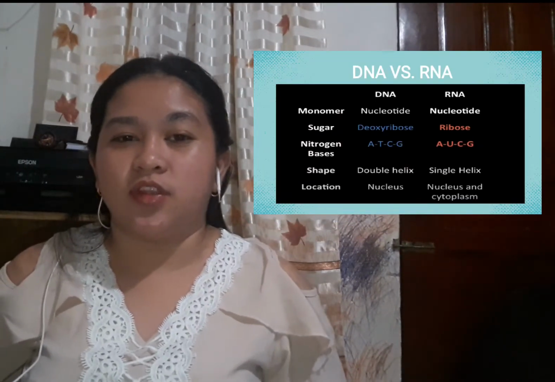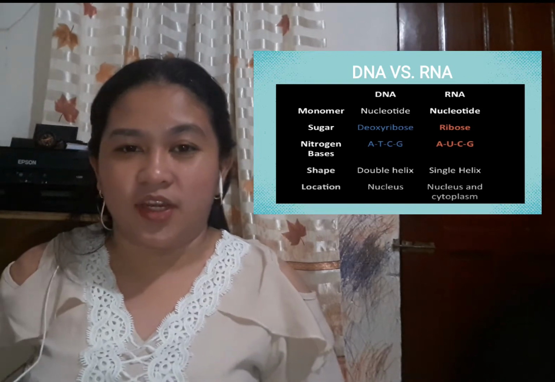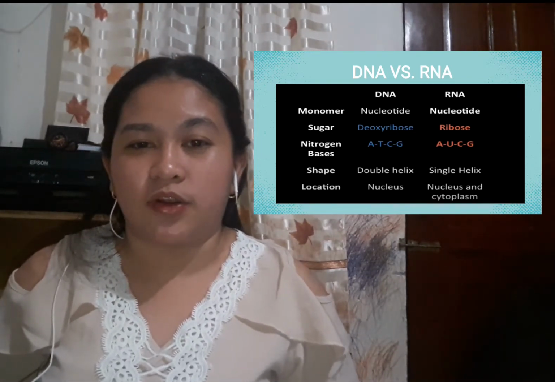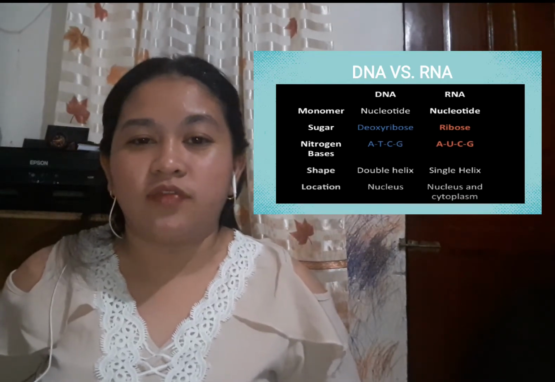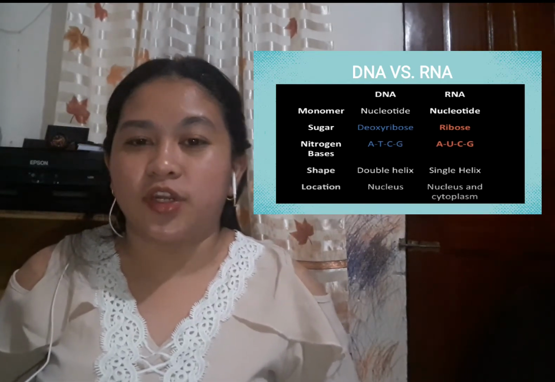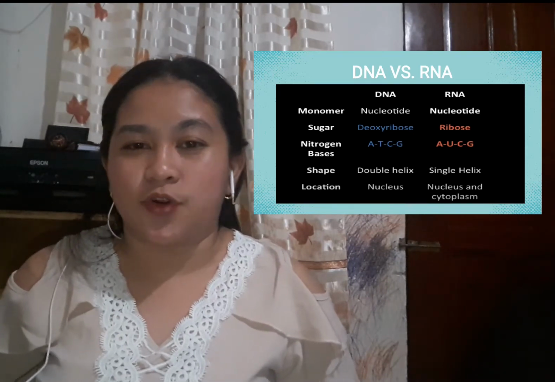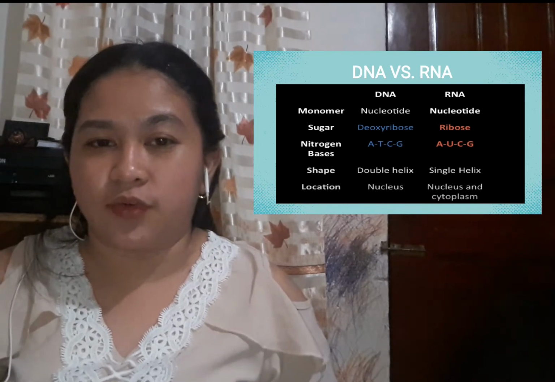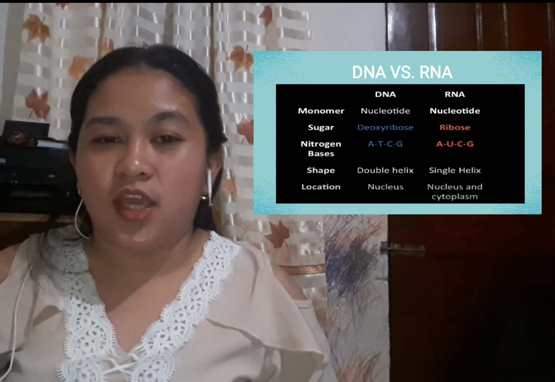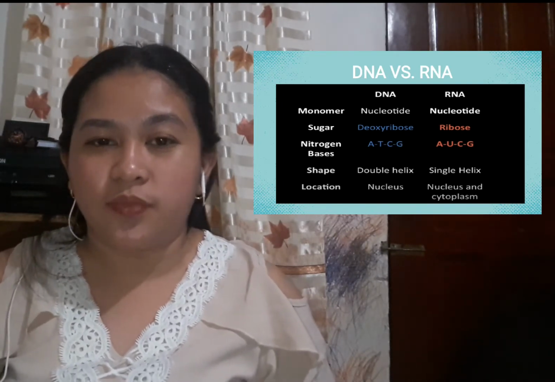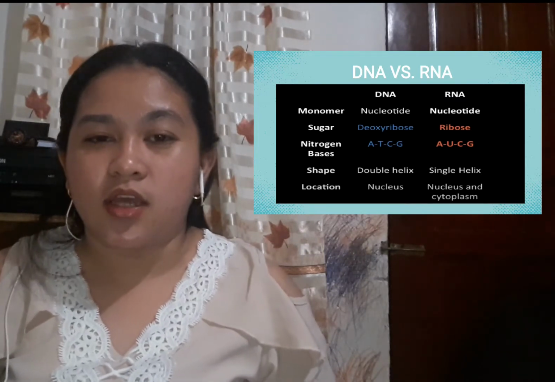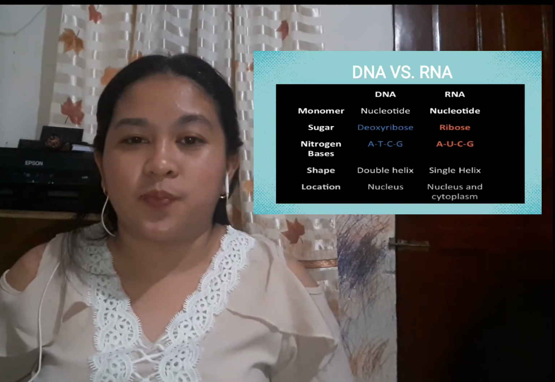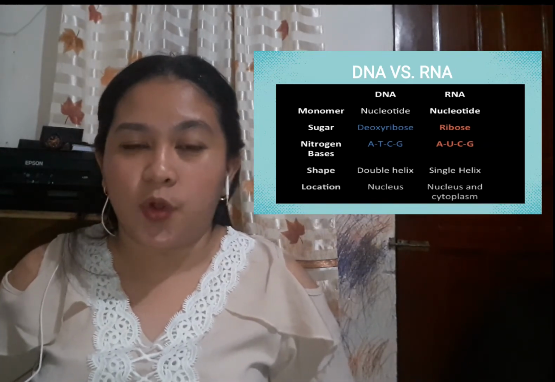So let's know about the difference between DNA and RNA. The sugar is slightly different from DNA to RNA. We have deoxyribose sugar for DNA and ribose for RNA. Also, the nitrogen bases are slightly different. In DNA, we have A, T, C, G, while RNA has no thymine. So there's no T. However, it's replaced by the letter U, which is called uracil.